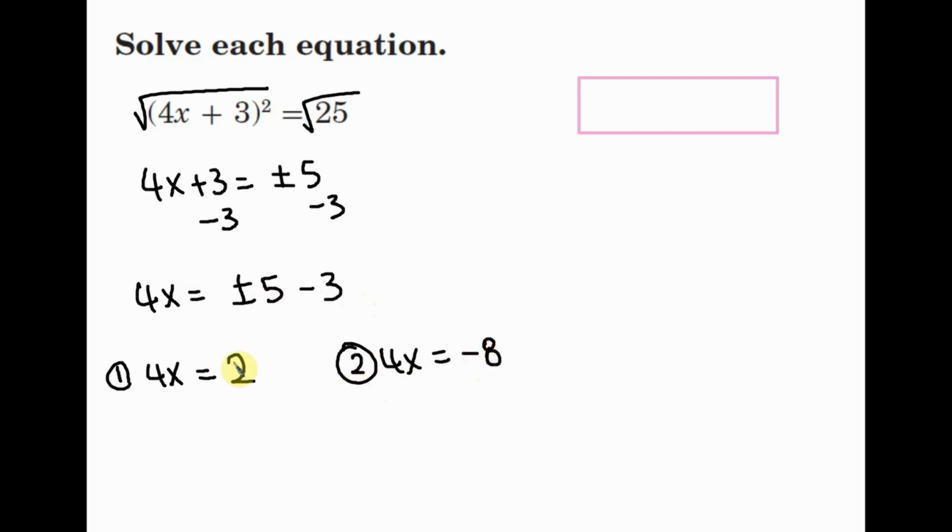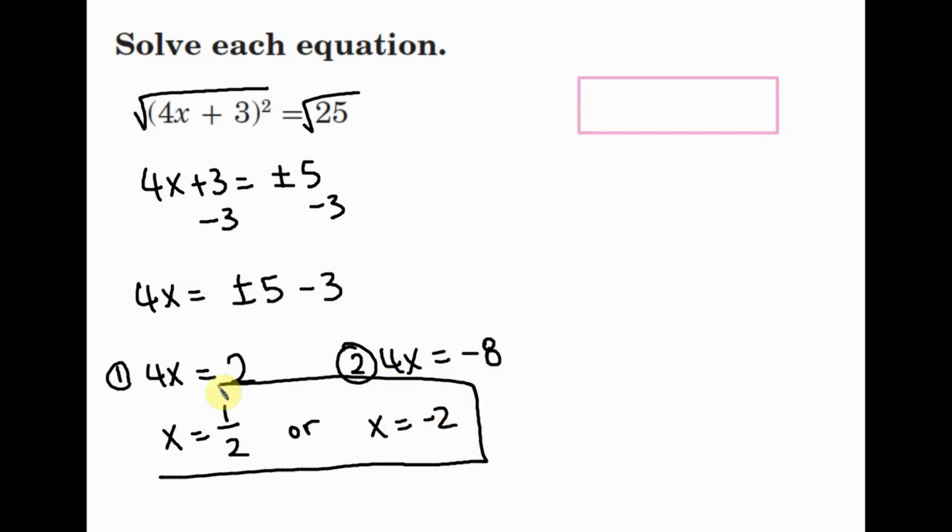So now you will see two different answers. One, when x is equal to, if you divide by 2 on both sides, 1/2. Or when x is equal to, if you divide by 4 on both sides, this becomes negative 2. And that's how I know this will be my answer of the equation.